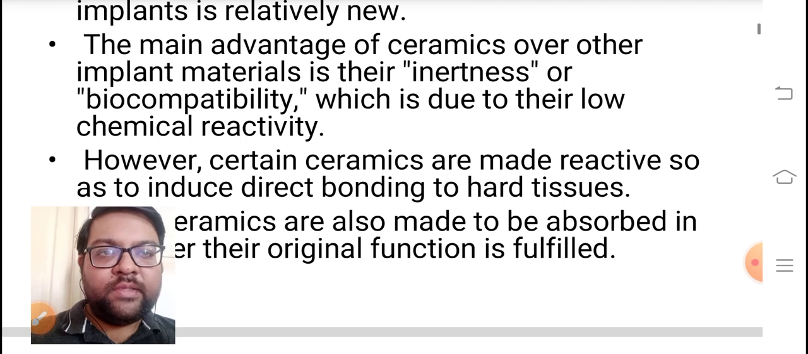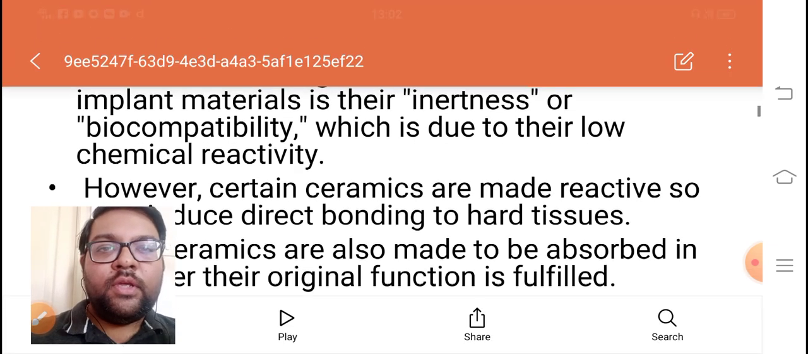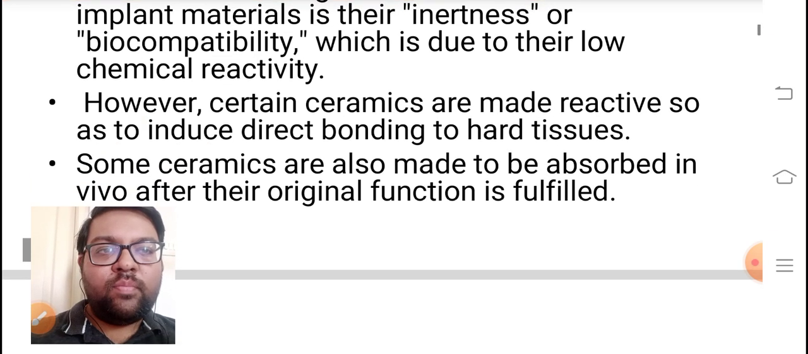However, certain ceramics are made reactive so that they will induce direct bonding to hard tissues. So hard tissues means, right? Hard tissues are bones. Some ceramics are also made to be absorbed in vivo after their original function is fulfilled, right, for a reabsorbable material.